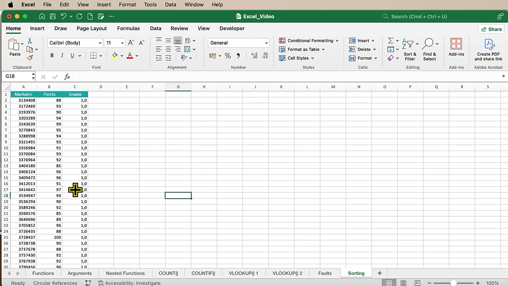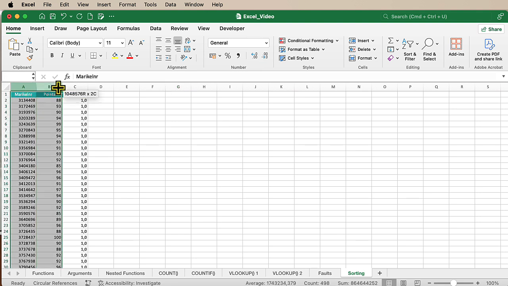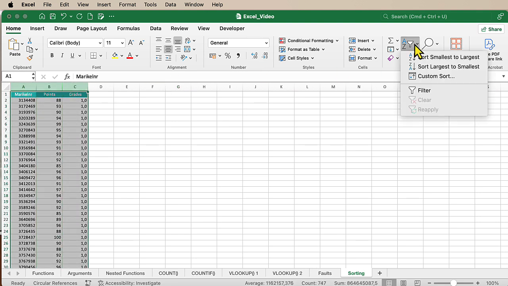And maybe I would like to have an even better sorting. That is, I would like to have the points as well. The lower the grades, the better. The more points, the better. So let's do a second level of sorting.